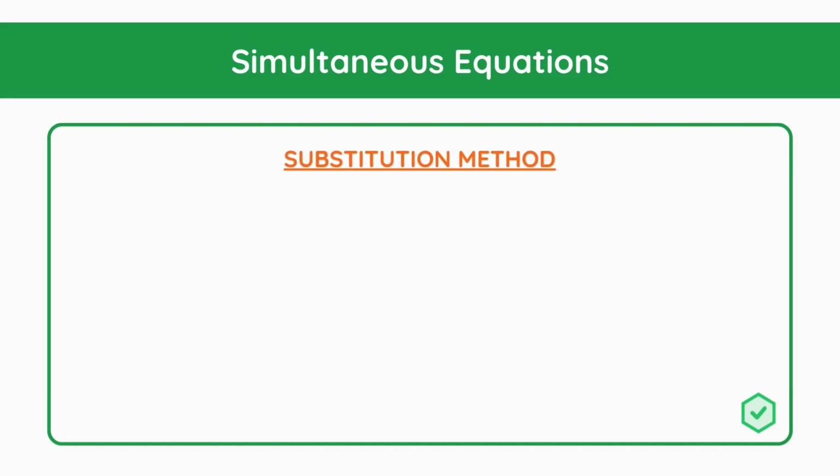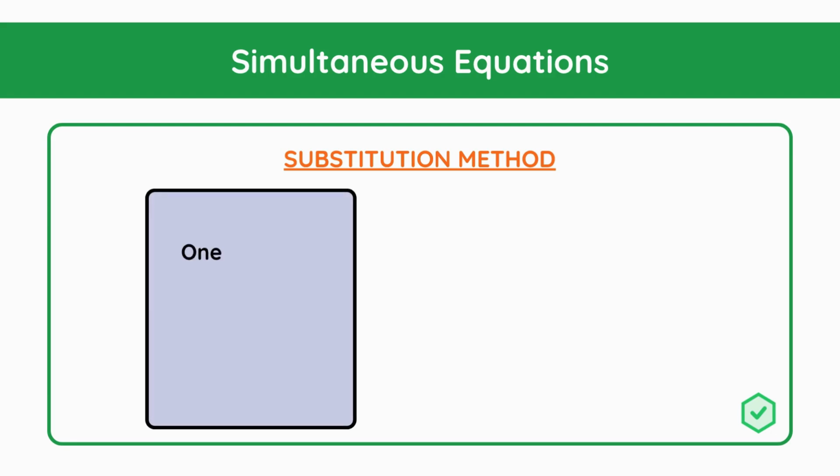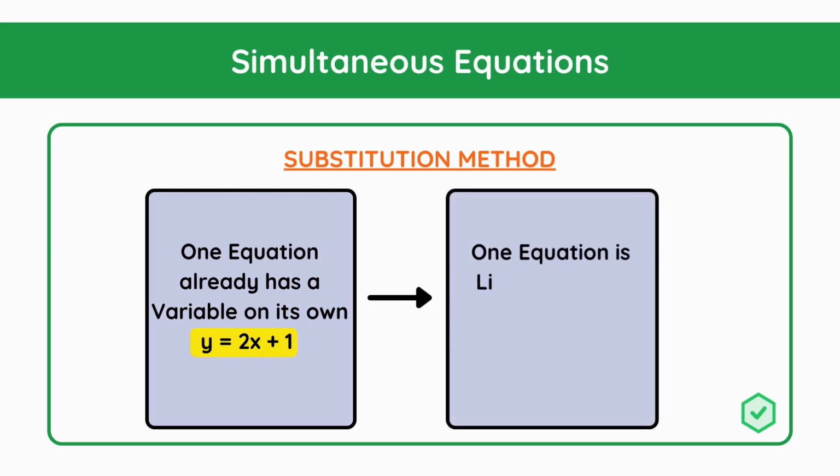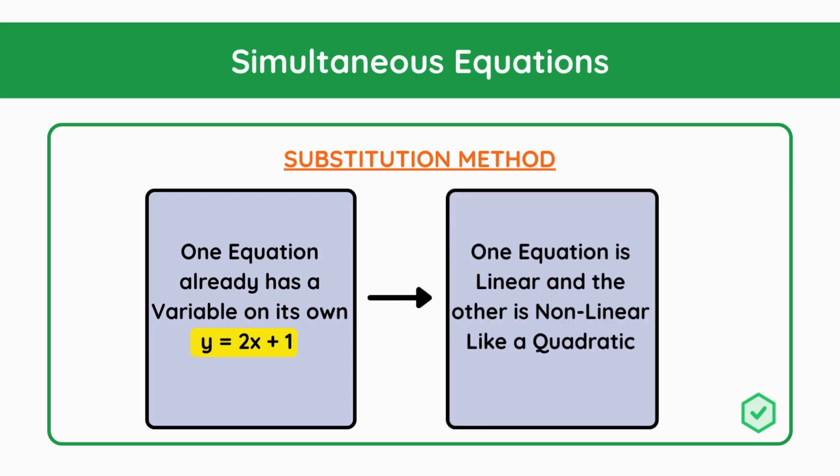The substitution method is the one you should use in two specific situations. The first is when one of the equations already has a variable on its own as the subject. For example, y equals 2x plus 1. The second and more important situation is when one equation is linear and the other is non-linear.